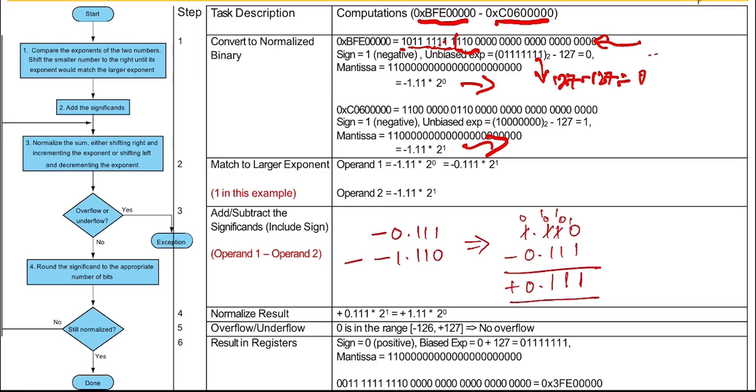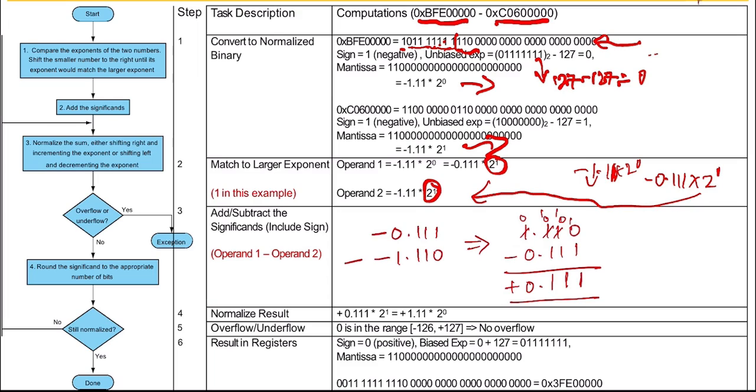So when you write it in your normalized form, the next thing you're going to do is match the exponents. You're going to take the one that has a smaller exponent, which in this case is the first one. Then you're going to change it so that the exponents match. It was negative 1.11 times 2 to the 0. What we have to do is just move this floating point to the front so that we get negative 0.111 times 2 to the 1. When we get 2 to the 1, it now matches the second part.